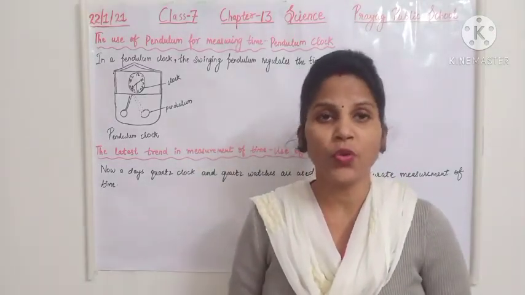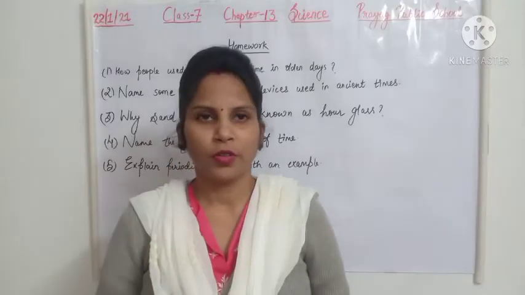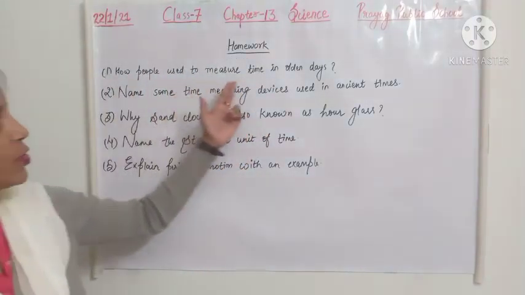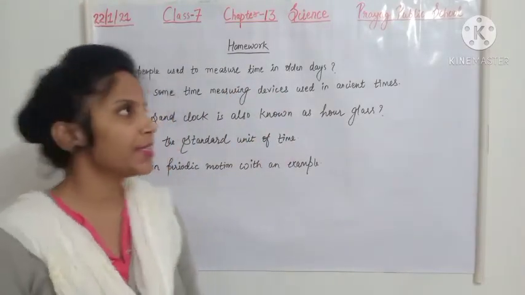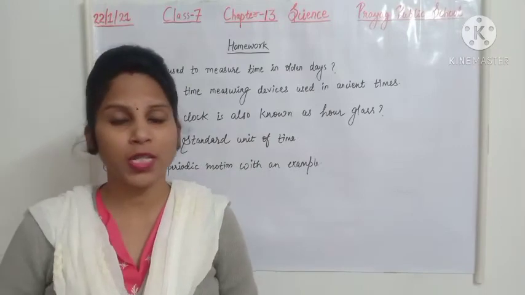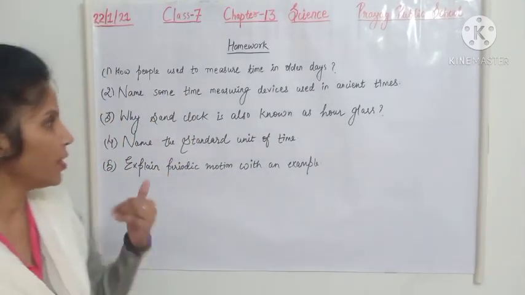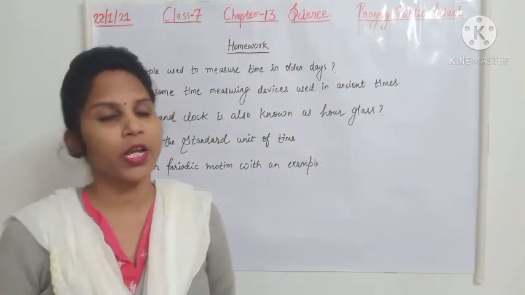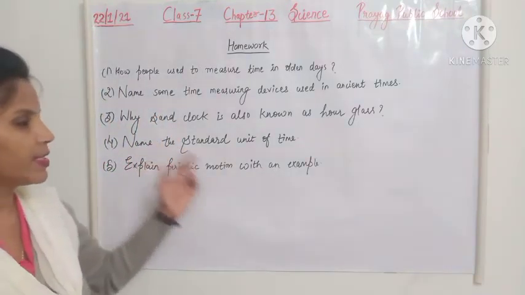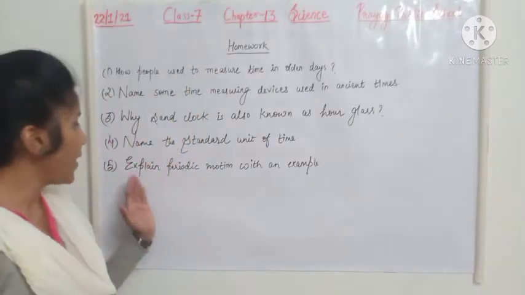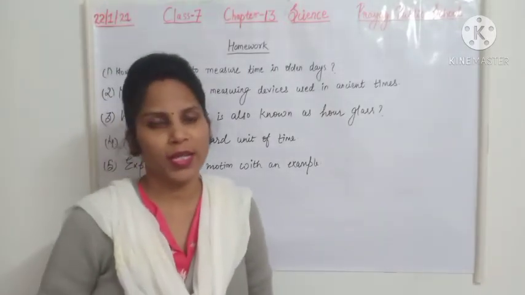Now I will be giving you homework, right? So today's homework is question number 1. How people used to measure time in olden days. Question number 2. Name some time measuring devices used in ancient times. Question number 3 is why sand clock is also known as hourglass. Question number 4 is name the standard unit of time. And question number 5 is explain periodic motion with an example.